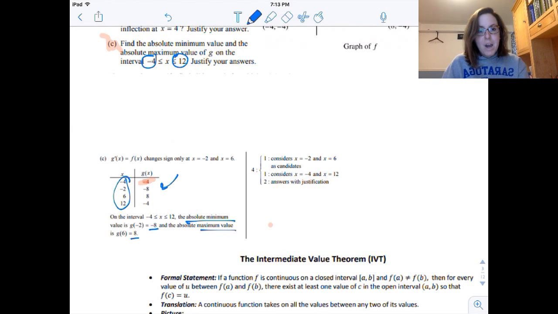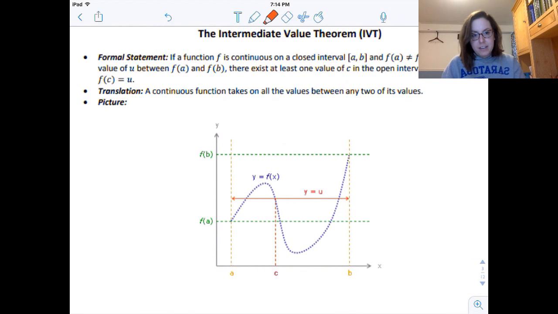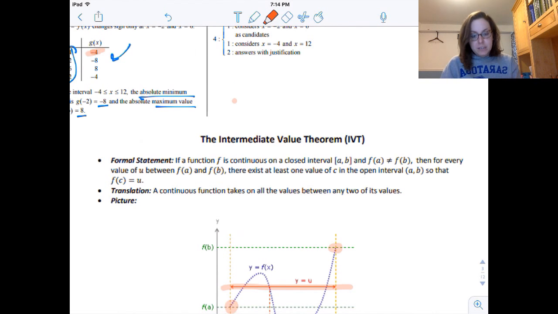Okay, let's talk IVT. So the logic behind IVT is this. Intermediate, in between, right? If you're going 30 miles an hour, and then you're going 60 miles an hour, at some point you had to have gone 50 miles an hour because your velocity would be a continuous function. So that's the basic idea. The formal statement is this. If the function is continuous on the closed interval, for every value between f of a and f of b, intermediate, there is at least one c value on the open interval where f of c equals that value.